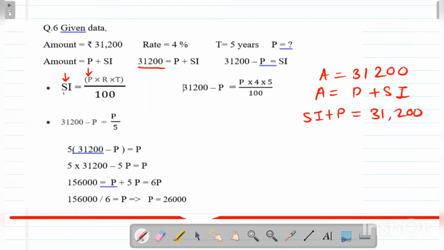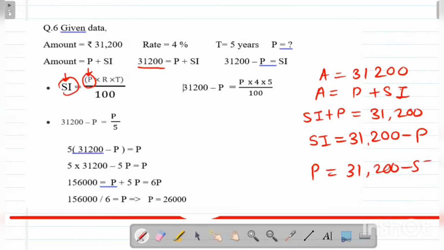Now in these 2 unknown quantities, we will try to shift one quantity into the terms of the other. So we will try to convert simple interest in terms of principal. If I shift principal to that side, it will become 31,200 minus P. It is absolutely okay. If you shift simple interest to the other side, you can keep principal here like this: principal is equal to 31,200 minus simple interest. That is also okay. It depends on you which quantity you want to shift in terms of the other.